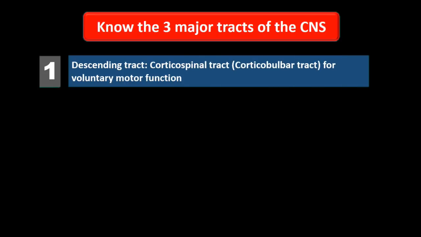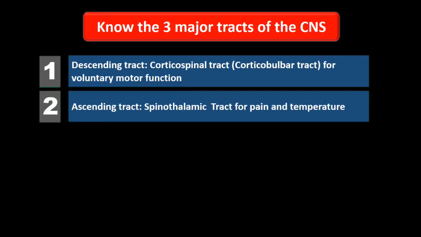When it comes to localization, it is important that we master several tracts, because this will help us greatly when we try to localize where the problem is. The three major tracts I'm referring to are, number one, the descending tract, particularly the corticospinal tract, responsible for voluntary motor function. The corticobulbar tract is a little bit shorter because it ends in the brainstem, starting from the motor cortex to the different cranial nerve neurons. The second one is the ascending spinothalamic tract, responsible for pain and temperature.